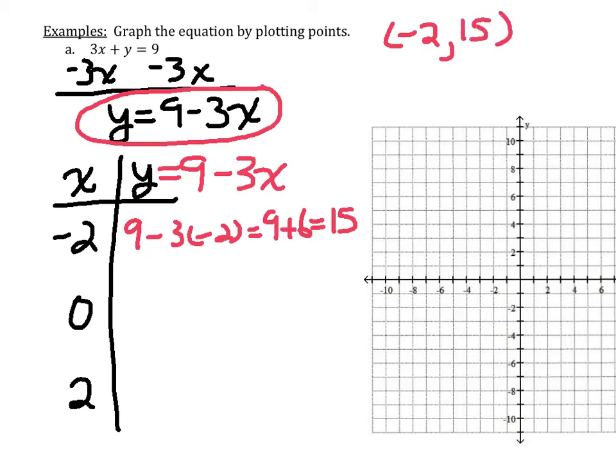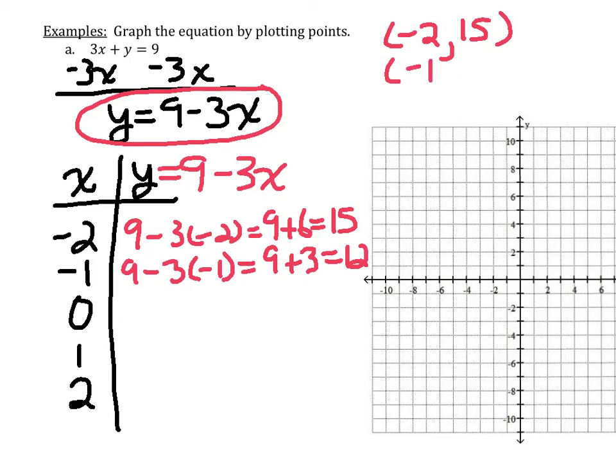And what I'm actually going to try to do here is I'm going to include more points. Because as I look at my graph here, my y value doesn't go up to 15 here. It goes up to 11. So I'm going to try negative 1 next. I'm going to plug negative 1 in for x. So I'm going to get 9 minus 3 times negative 1. Well, that is 9 plus 3, right? Which equals 12. So I get the point, negative 1, 12. And I'm going to continue to do this for the rest of these points here.